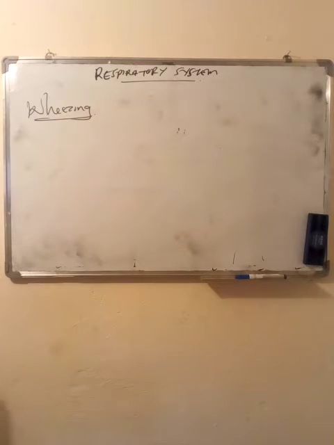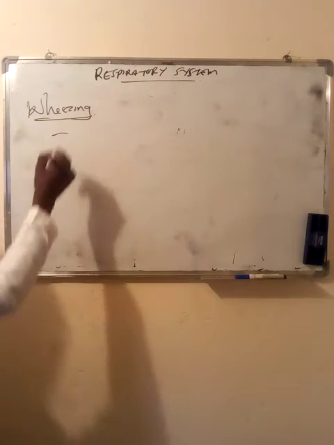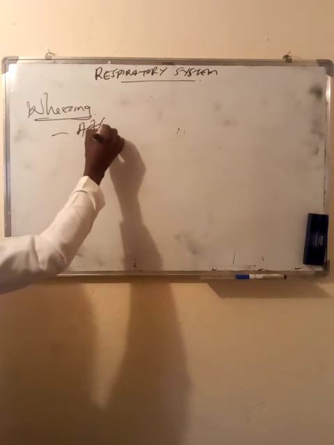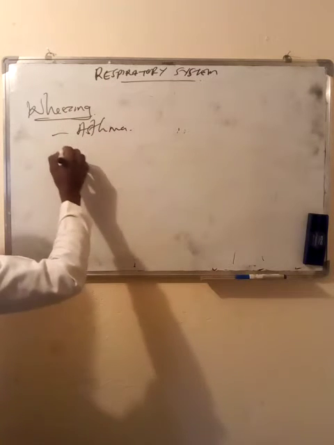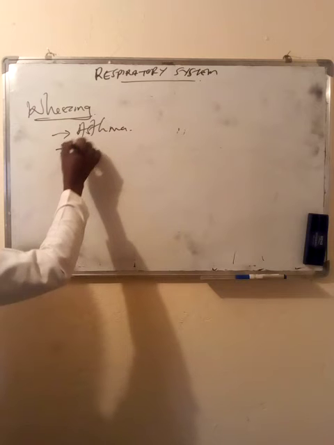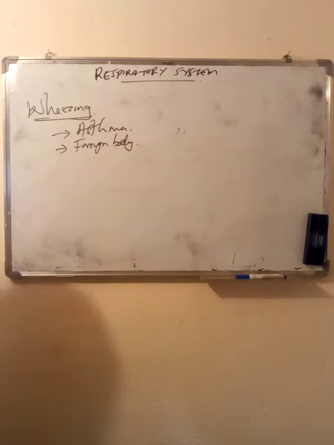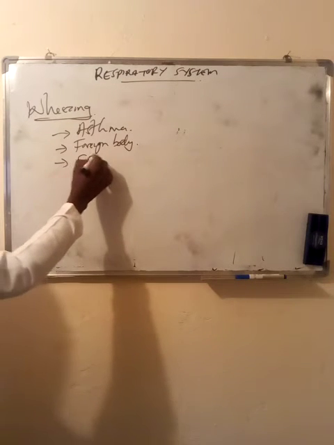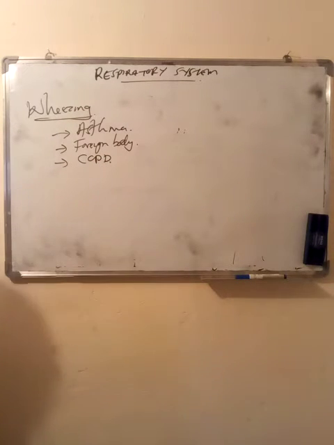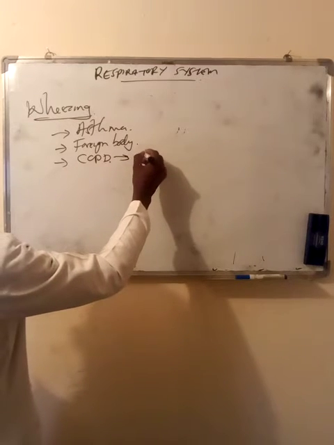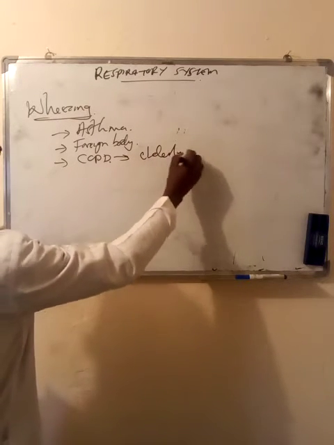Now, what are the causes of wheezing? The causes of wheezing are going to look at asthma. It's one of the commonest causes. Foreign body is going to cause wheezing. And then we also have COPD. Now, COPD, of course, is more common in the elderly. Right? COPD is more common in the elderly.